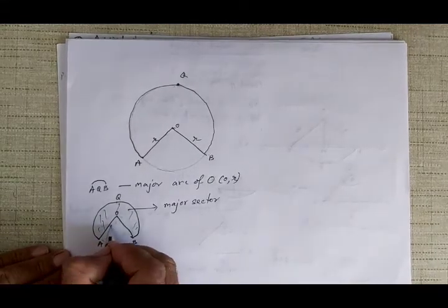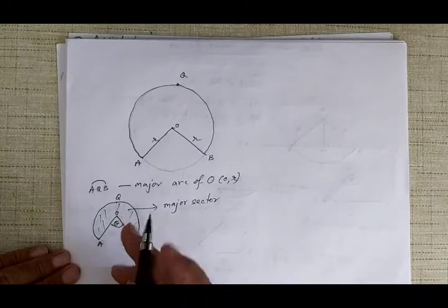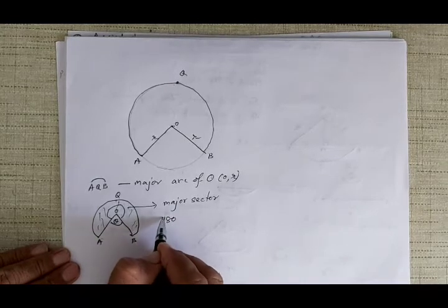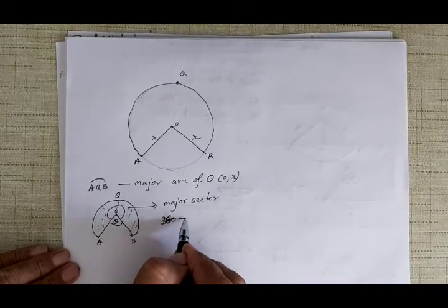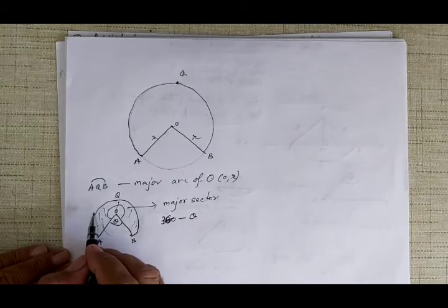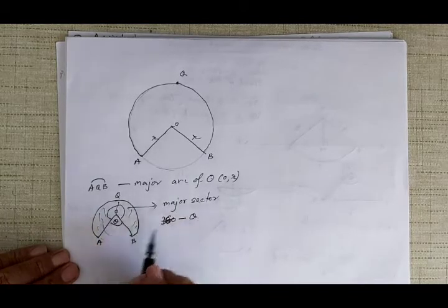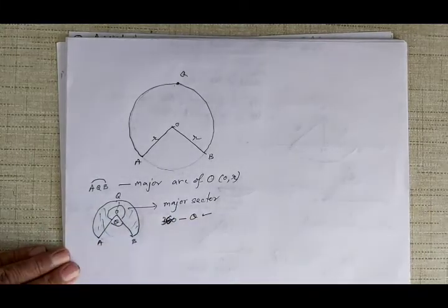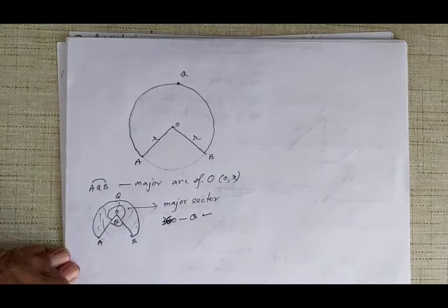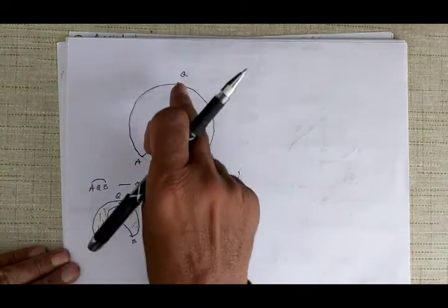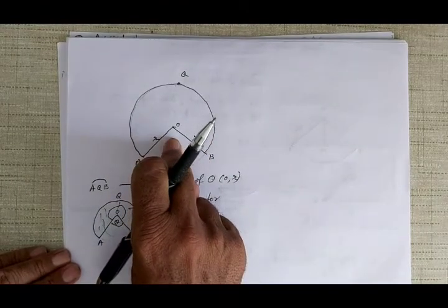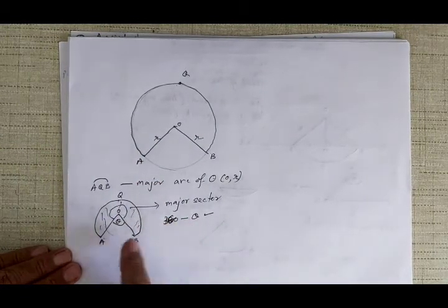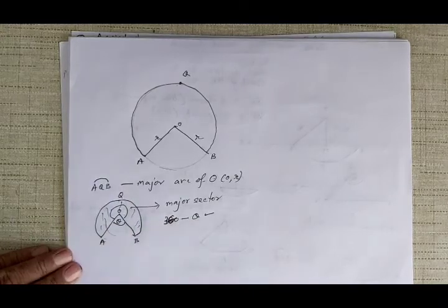Now if this is angle theta, the other angle will be 360 minus theta, because the whole angle about a point is 360. If this is theta, the angle here would be 360 minus theta. But of course, we will not be using this for calculation. We will be using theta, and the area of the circle minus the area of the minor sector will give you the area of the major sector. So there is no need for this, but I'm just showing you that the remaining part of the angle would be 360 minus theta.